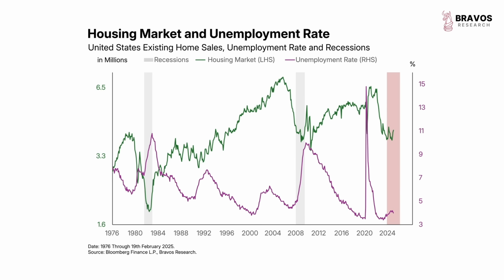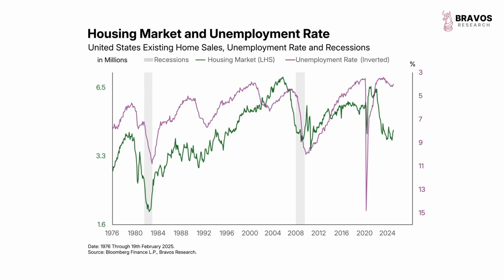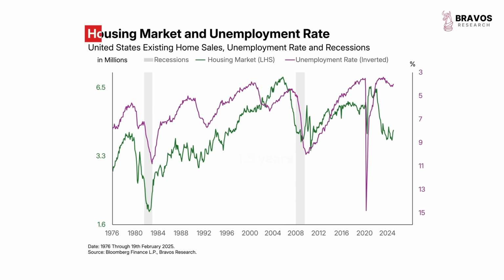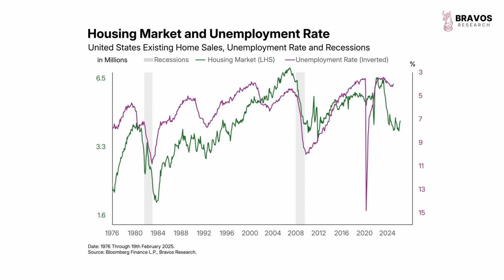In fact, if we go one step further and flip the unemployment rate around, we see that the housing market weakens about a year and a half before the unemployment rate begins to rise. So again, the housing market seems to predict what the rest of the economy is going to do. In fact, if we shift forward the housing market data by a year and a half, we see that it's almost a perfect match with the unemployment rate.